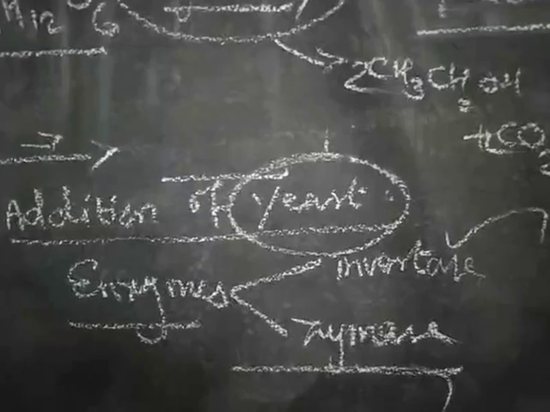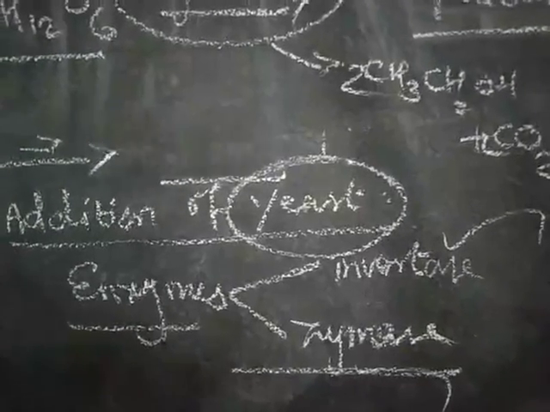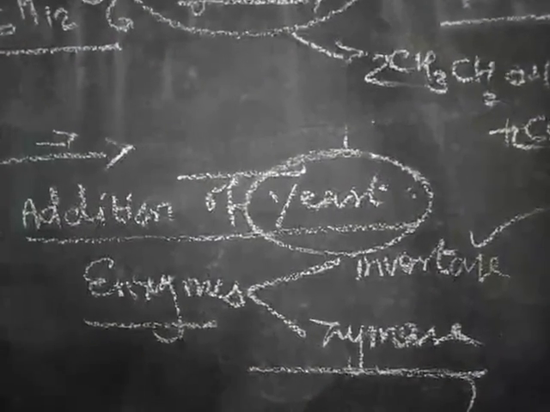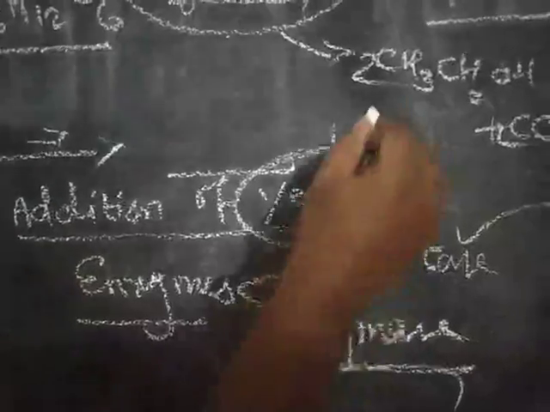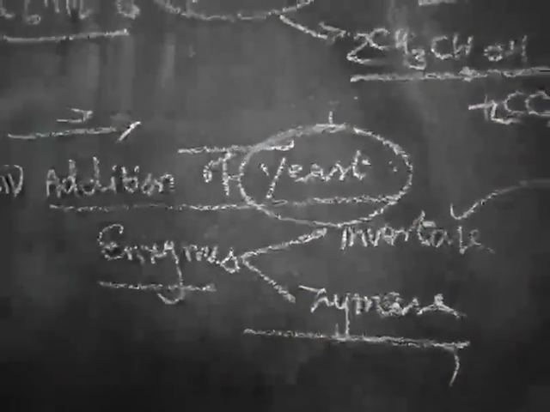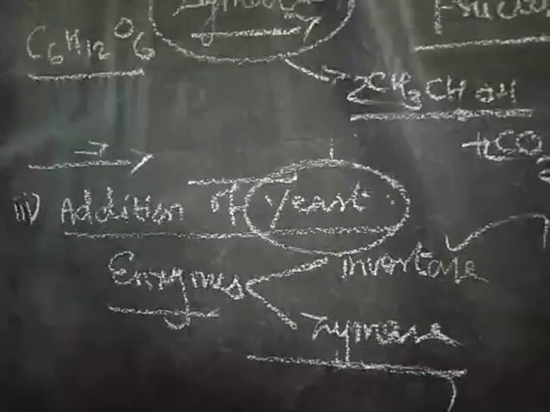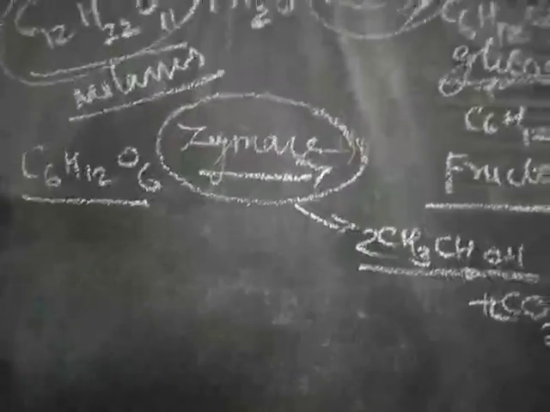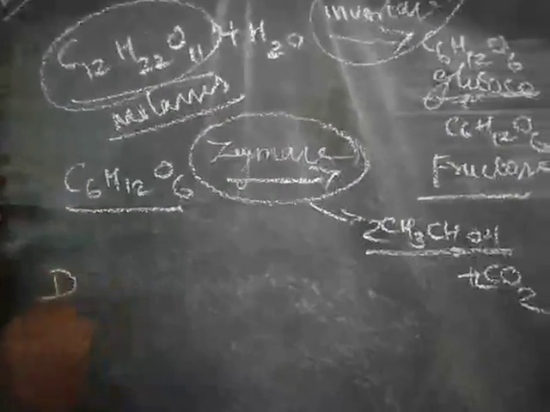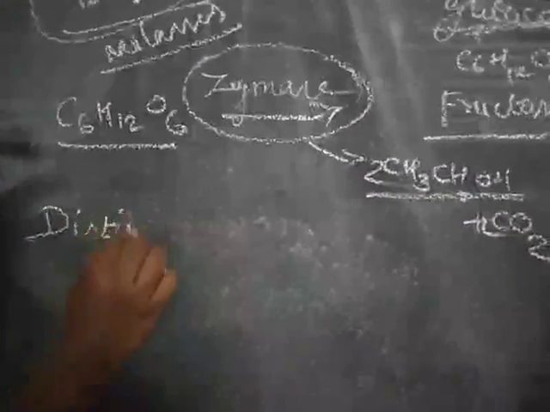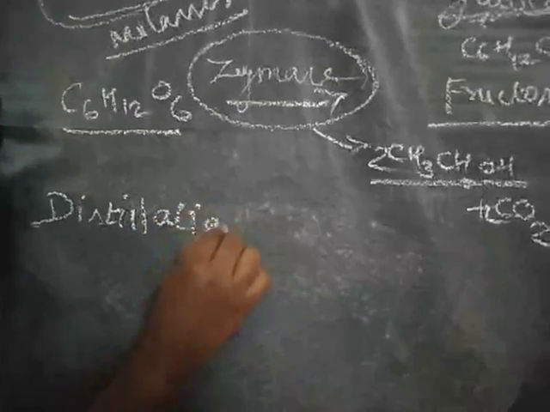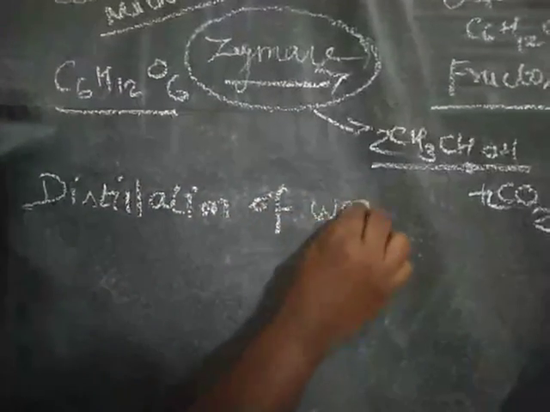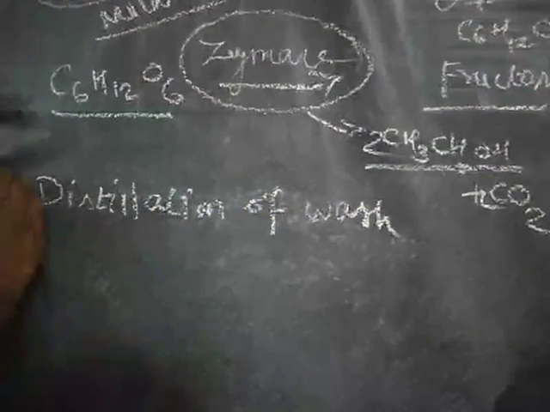The molasses is converted into glucose and fructose. Again the glucose and fructose are converted into ethanol and carbon dioxide. That is the third stage. The fourth stage is distillation of ethanol, or distillation of wash.